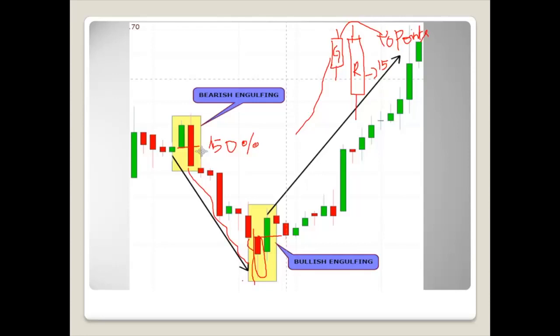Now let's consider this as 10 points, then this candle has to be a minimum of 15 points. As you can see, this is the body of the candle, this much, and then the next candle is double the size. So this is a perfect bullish engulfing. Now this is how you confirm a bullish and a bearish engulfing.